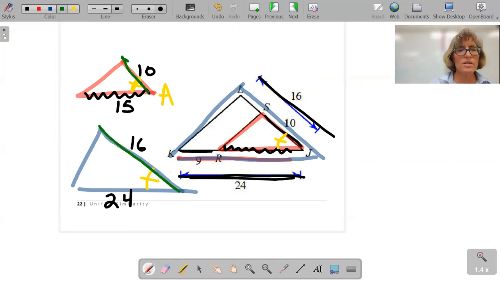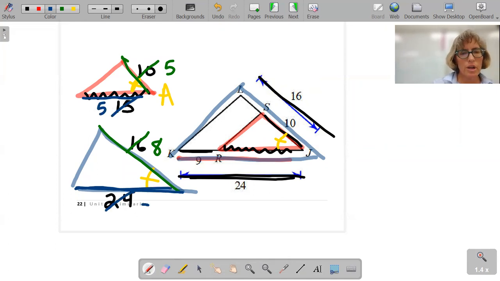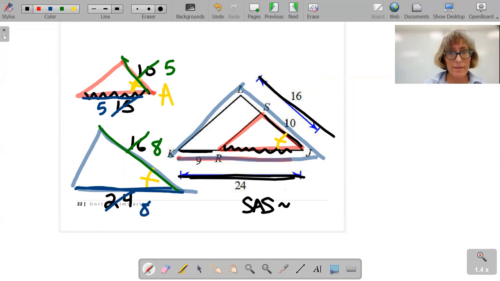10 to 16. We know 2 goes into both of these. 2 goes in here 5 times. 2 goes in here 8 times. Let's check this one. This is 15 and 24. 3 goes in here 5 times. 3 goes in here 8 times. Notice the ratios are the same. So we have side angle side ratio, similarity.